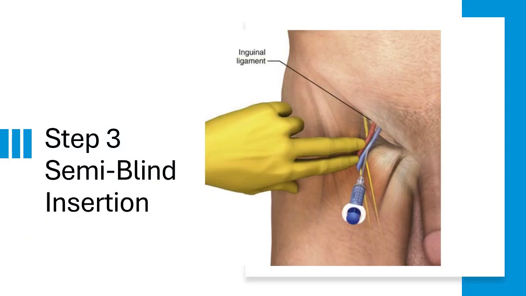Step 3 is the semi-blind insertion. After we finish the draping, we insert the needle using the anatomical landmarks we confirmed earlier. Even though we use the landmarks, we still keep the ultrasound nearby to recheck if needed. The key point is slow insertion, correct angle, and confirm blood return before advancing. Next, we'll continue with the comparison of different insertion methods.